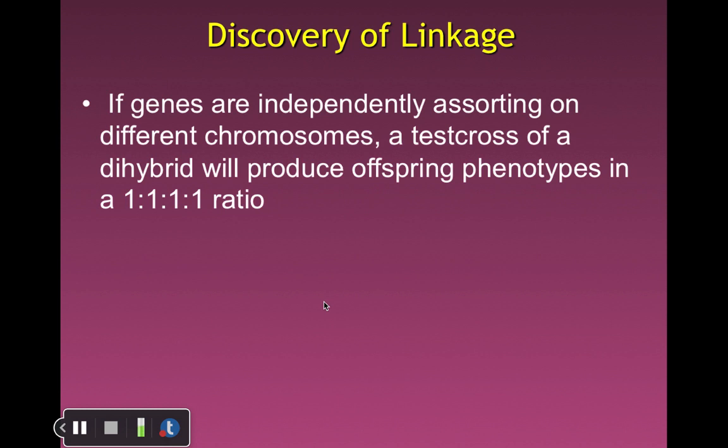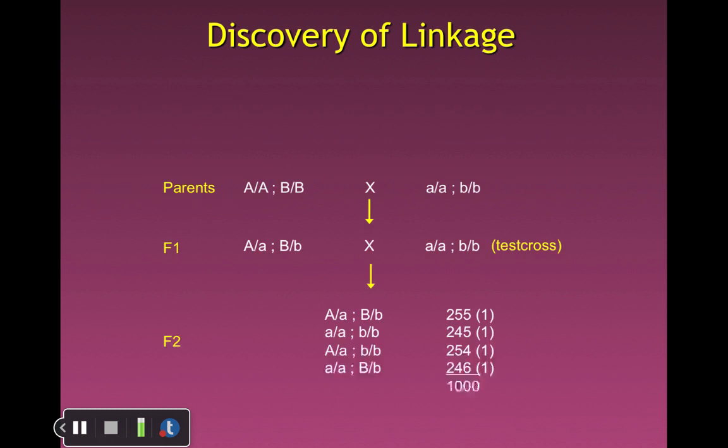So first of all, if we're talking about genes that are assorting independently, in other words, they're on different chromosomes, if you test cross a dihybrid, so we're talking two genes, heterozygous for both, that will produce offspring in a 1-to-1-to-1-to-1 ratio. So what exactly am I referring to? Well, imagine a situation where, if we just jump to the F1 generation, we cross an individual that's heterozygous for two genes, big A, little a, big B, little b, with a tester, homozygous recessive for both genes. If you do that cross, of course, the tester will always contribute recessive alleles.